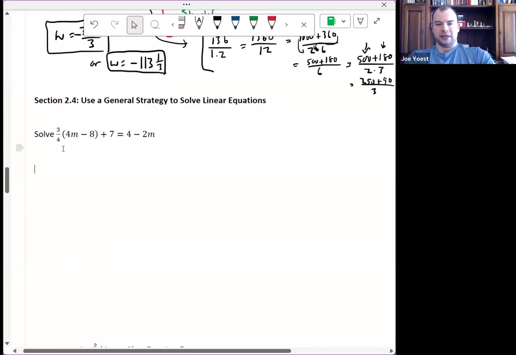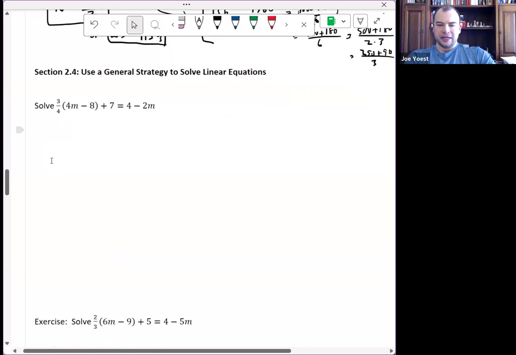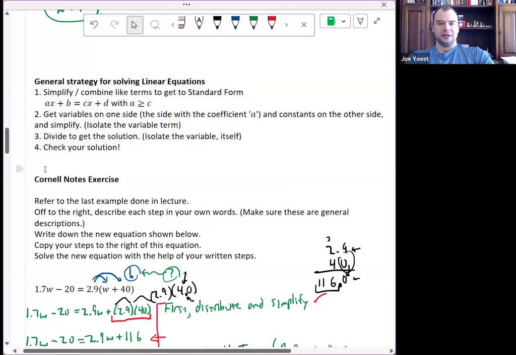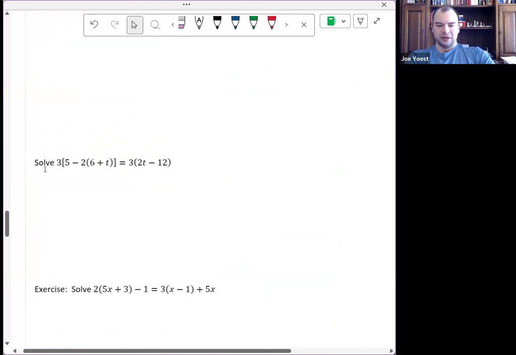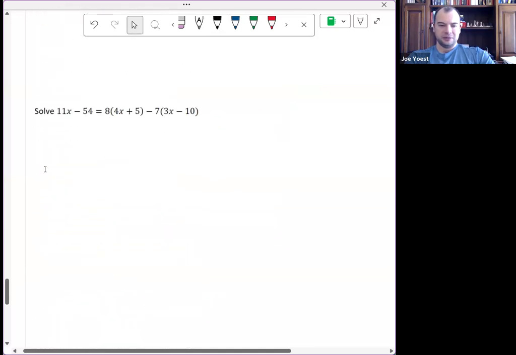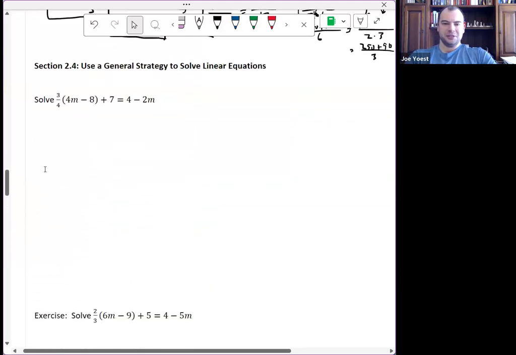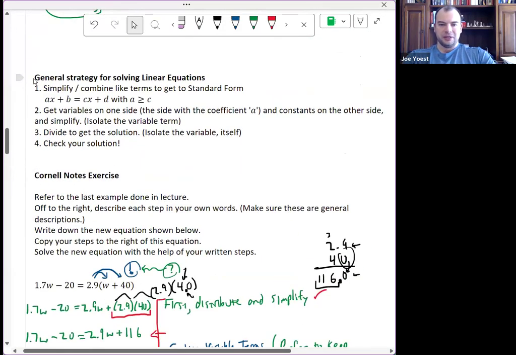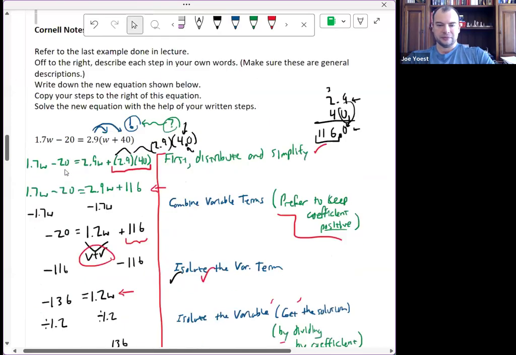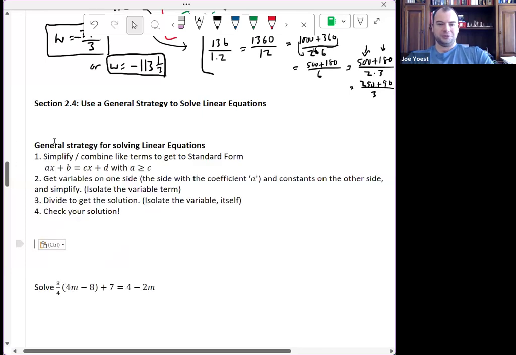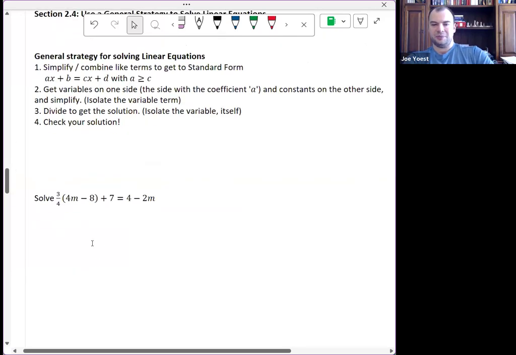Okay. So let's move toward a general strategy to solve linear equations. I know that I wrote a general strategy here, but our goal is going to be just to get a little more practice using this strategy. Let me actually copy this down. I thought I had another copy of this down here, but there we go.